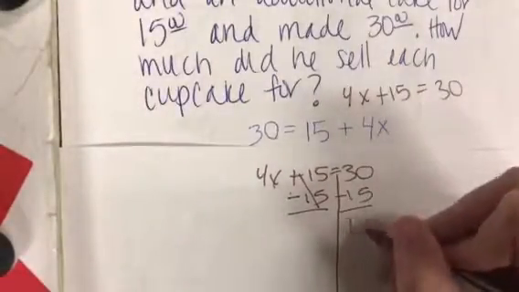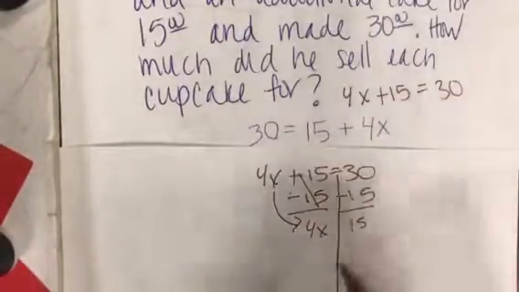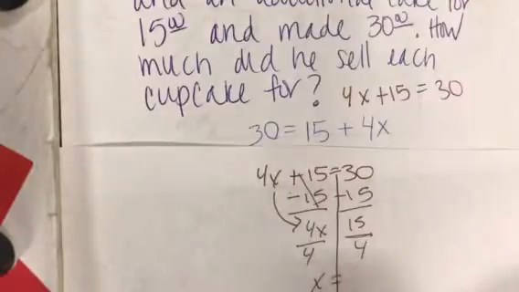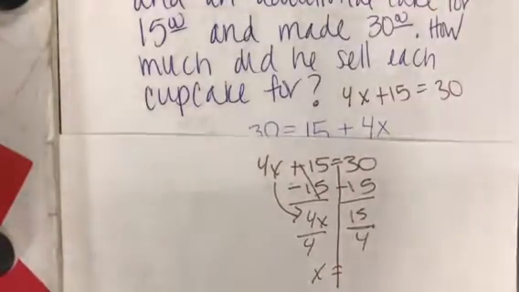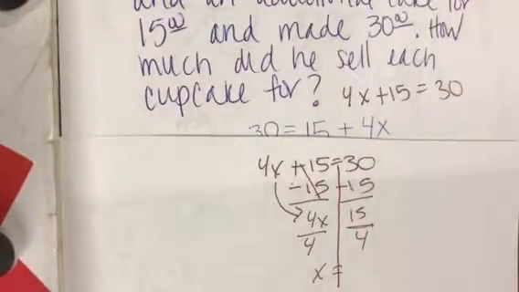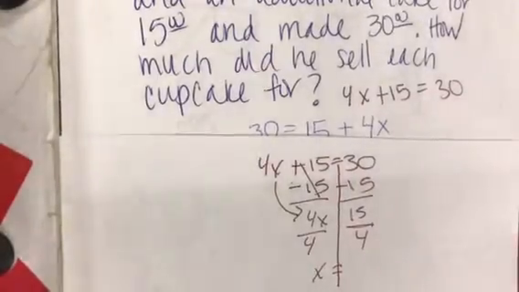30 minus 15 is 15. And I'm left with 4x on this side because that's all that's left. Now I'm going to divide by 4. x equals... It's not pretty. It's going to be a decimal, but is that okay? Because cupcakes sometimes cost a decimal. It's going to be 3 point something. Here, let's see. What is it? 3.75? Maybe. What is 15 divided by 4? Yep. Boom! I got it.